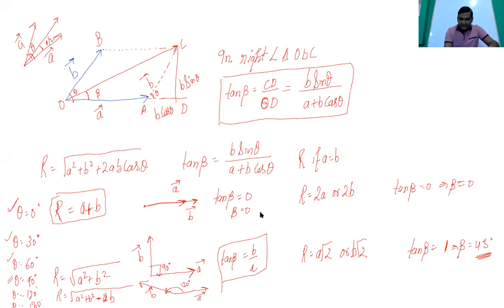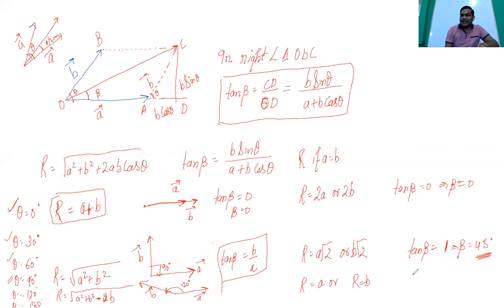Okay, so in this case, you can write it like this. R will be equal to A or R will be equal to B. How can it be obtained? You can put here A square plus A square minus 2A square, so it will be only A square. Under root is there, so it will be A.